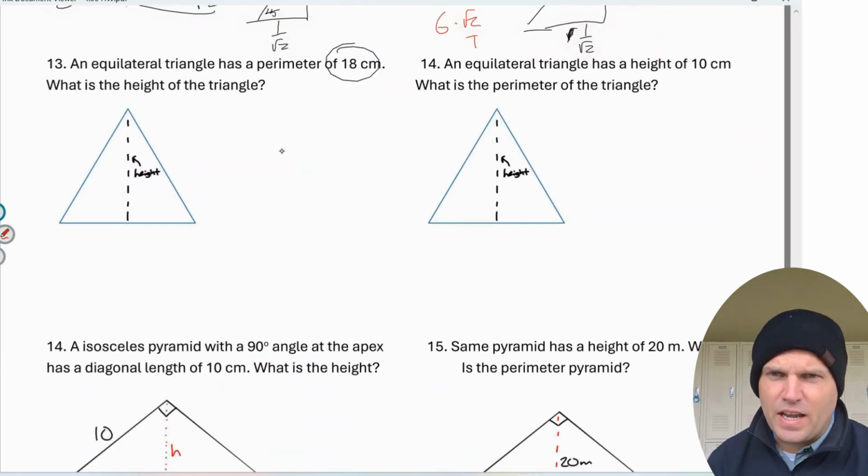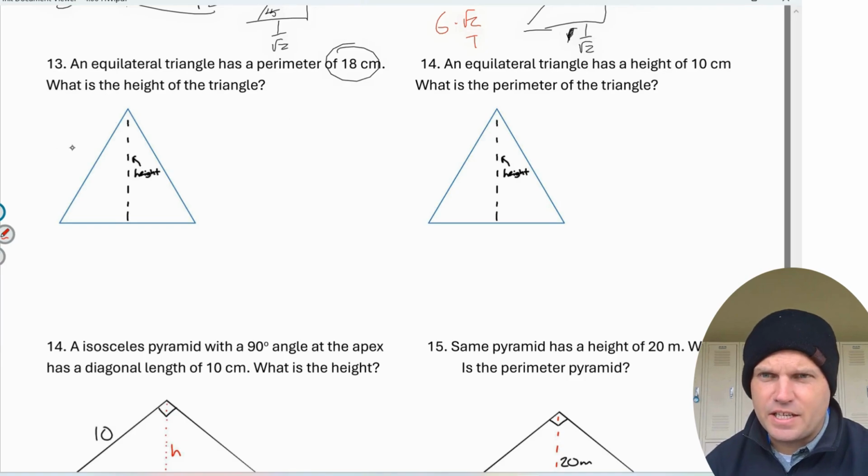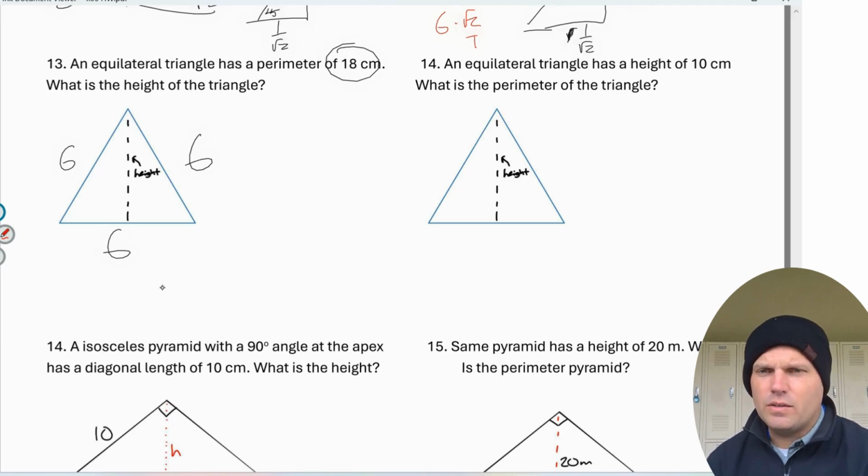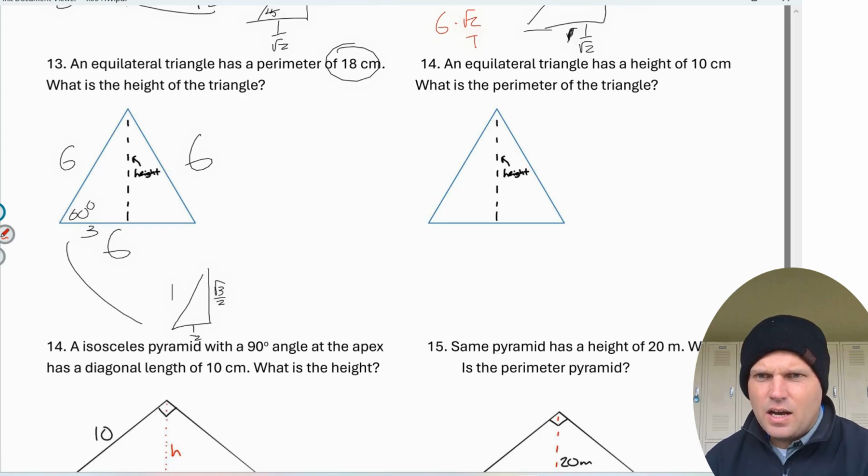Equilateral triangle has a perimeter of 18. If it's got a perimeter of 18, each of the sides has to be 6. What is the height of the triangle? Well, if this is 6, you know this is 60 degrees, you know this is 3. What is that going to be? Oh, I forgot. Okay, 1, √3/2, 1/2. Okay, multiply everything by 6, which means multiply √3/2 by 6, and I get 3√3.